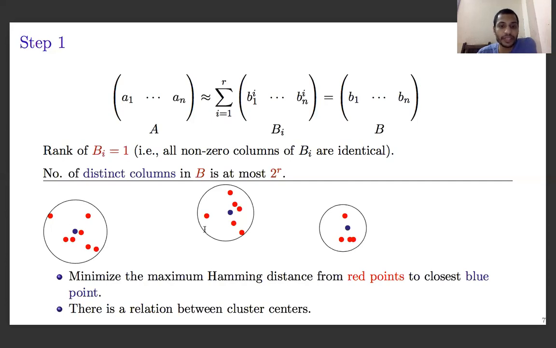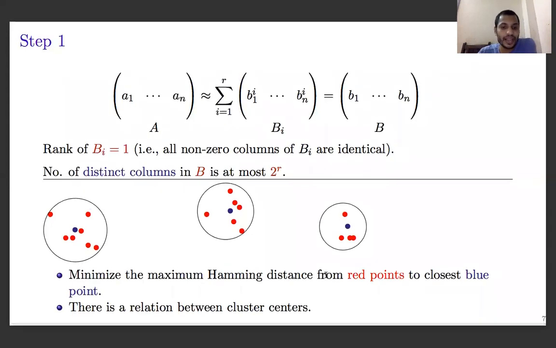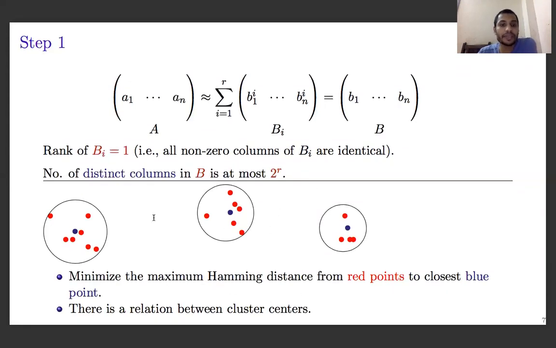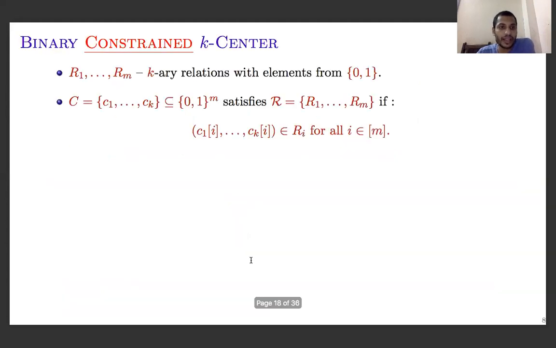These are represented by the blue points here, and the red points represent the columns of A, such that the maximum distance of a red point to the closest blue point is minimized. Okay? And there is a relationship between these blue points, that is these 2 to the R vectors which we found. And the rank of those vectors should be at most R.